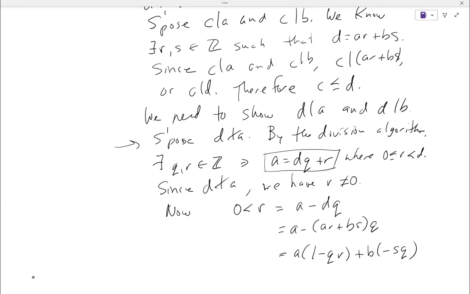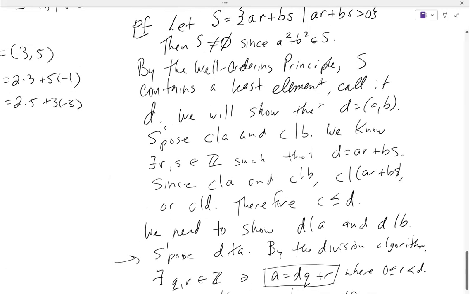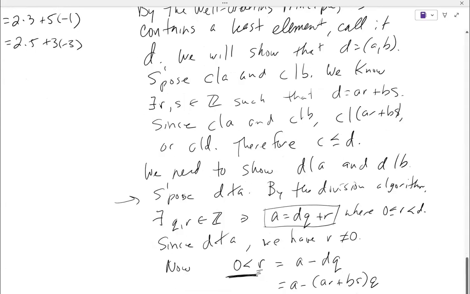All right, so now how have we expressed R? So here's my A, here's my B. How have we expressed R? Yep, a linear combination of the A and B. What else do we know about R? It is greater than 0. So if I go back up to my definition of my set, where does it say R lives? S is the set of all linear combinations of A and B that are positive. So where does R live? In S, yeah.